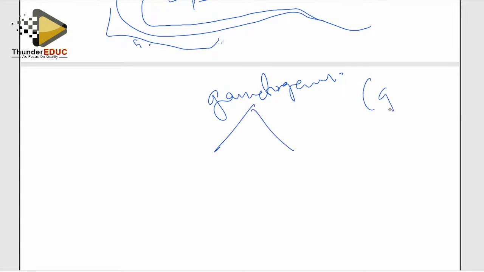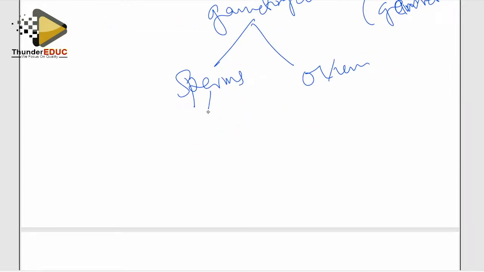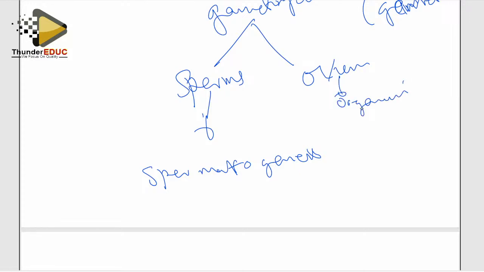Gametogenesis is the formation of gametes. These gametes are either sperms or ovum. The process by which sperms are formed is called spermatogenesis, while the process by which ovum is formed is called oogenesis.